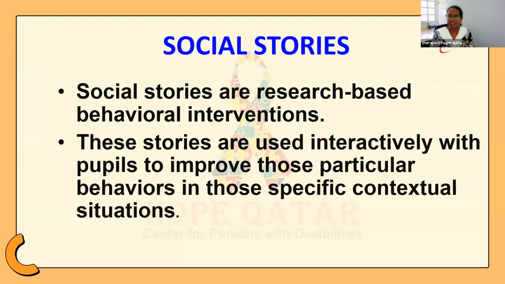So now, social stories. These social stories are research-based behavioral interventions. They have been scientifically proven and have shown good results. So what are these social stories about? These stories are used interactively with people to improve particular behaviors in specific contextual situations. Suppose you want to change the child's behavior. How will you do it? You are going to work on a social story. You will plan a social story for that particular situation in that specific context. What you have to do, how you have to behave, all those things, you will train the child through this strategy called social story.